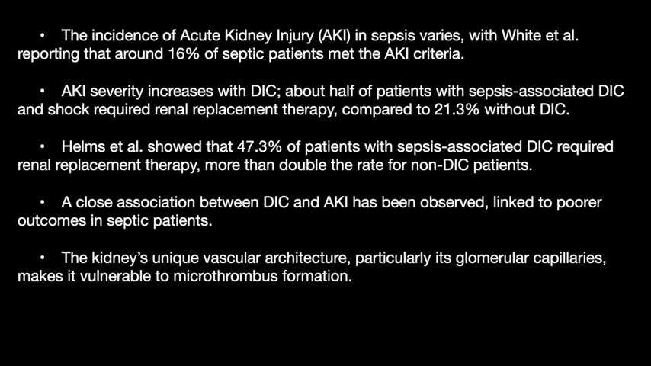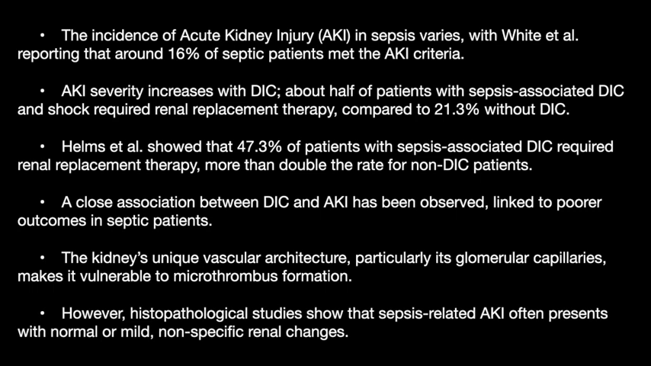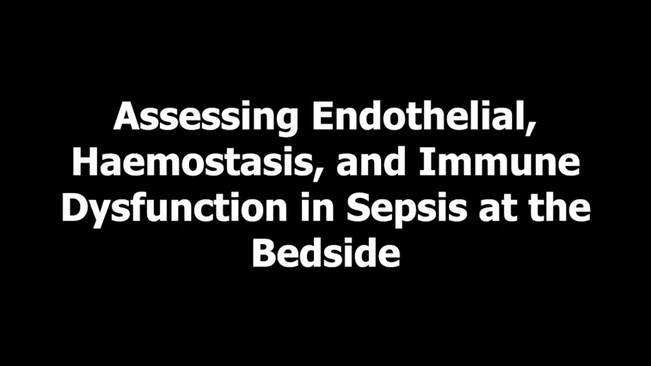The kidney's unique vascular architecture, particularly its glomerular capillaries, makes it vulnerable to microthrombus formation. However, histopathological studies show that sepsis-related AKI often presents with normal or mild non-specific renal changes. That is, structurally we don't find much change in the kidney.